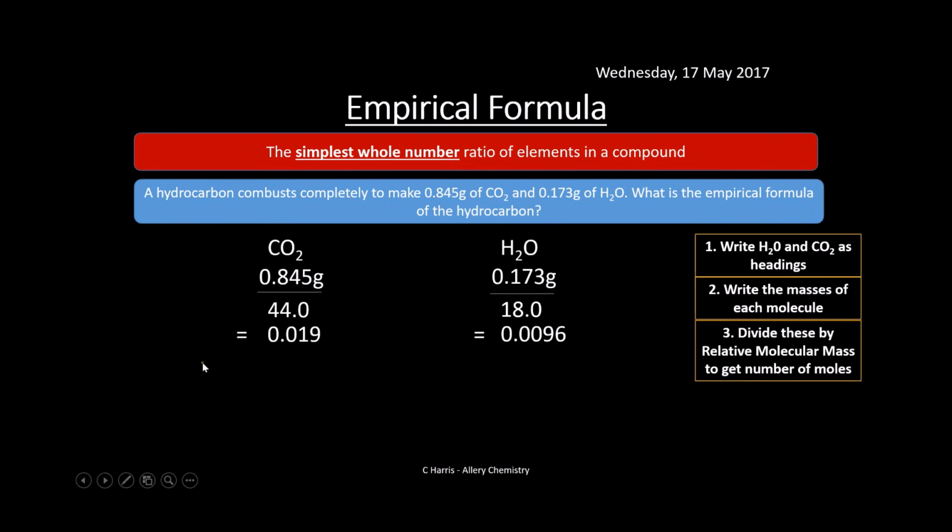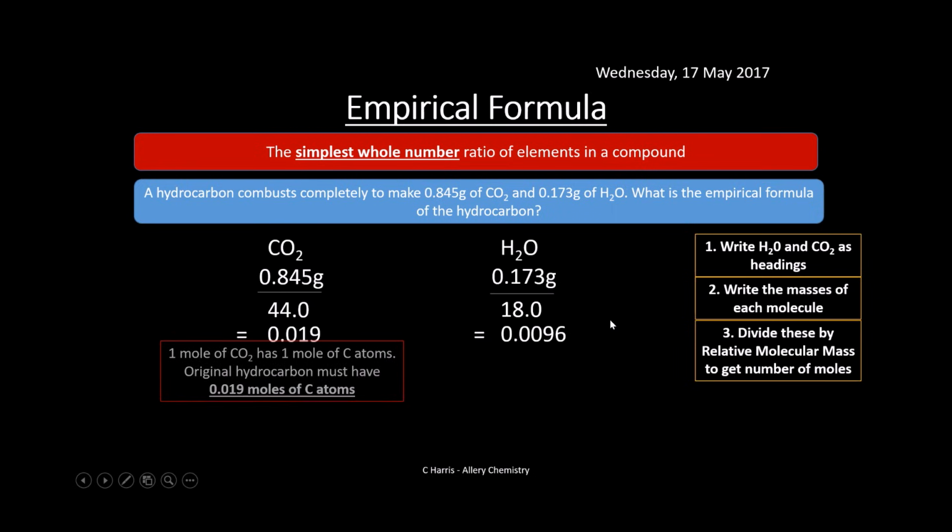So the relative molecular mass of carbon dioxide is 44. Relative molecular mass of water is 18. If we divide these, we basically get the number of moles of carbon dioxide and the number of moles of water. And that's them there. Right, now this is where it gets a little bit tricky. Okay, so you can see 1 mole of carbon dioxide has 1 mole of carbon atoms in there, because we've only got 1 carbon in this 1 molecule.